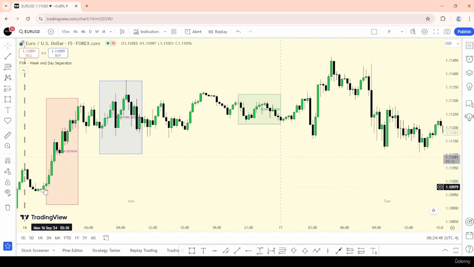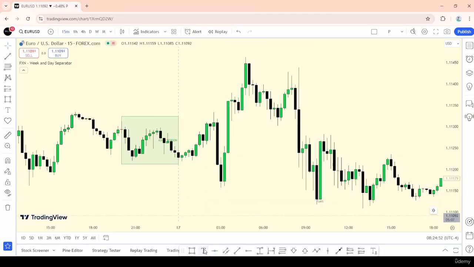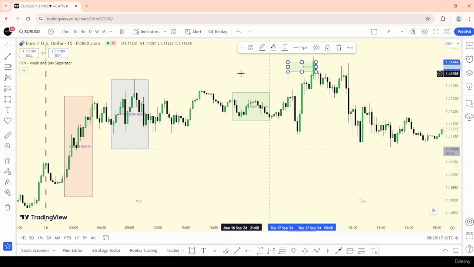For example, here where we got an expansion and the low of the day. So the next day, you can see, let us outline it again from 2 a.m. to 5 a.m. I know it seems a lot of work, but in the end, it helps you as a trader.